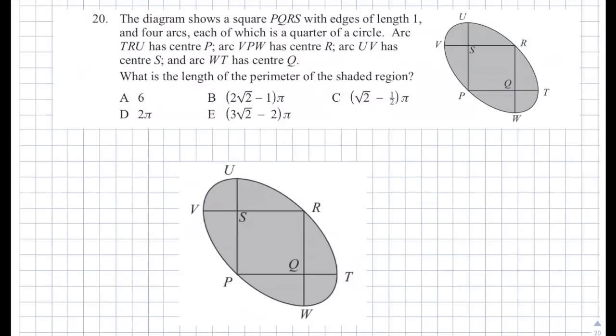Question 20. The diagram shows a square PQRS with edges of length 1 and 4 arcs, each of which is a quarter of a circle.